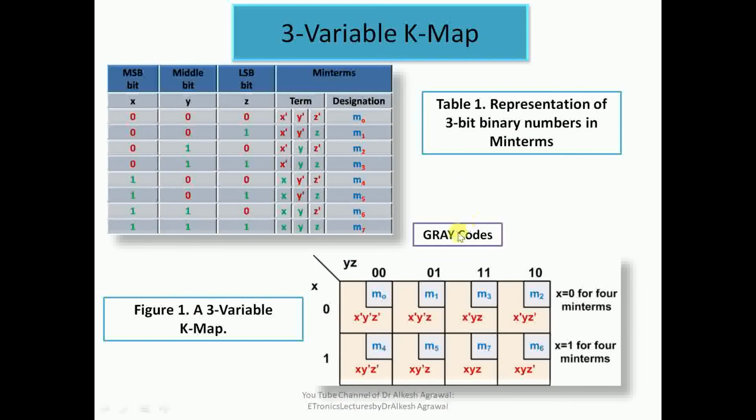So here is the structure of a three variable K-map. This is the table that describes how to write three variable min terms in terms of literals and in terms of designation. As you can see, we have x, y, z variables. Z is the least significant bit and x is the most significant bit. And here each term is being designated in terms of three literals.